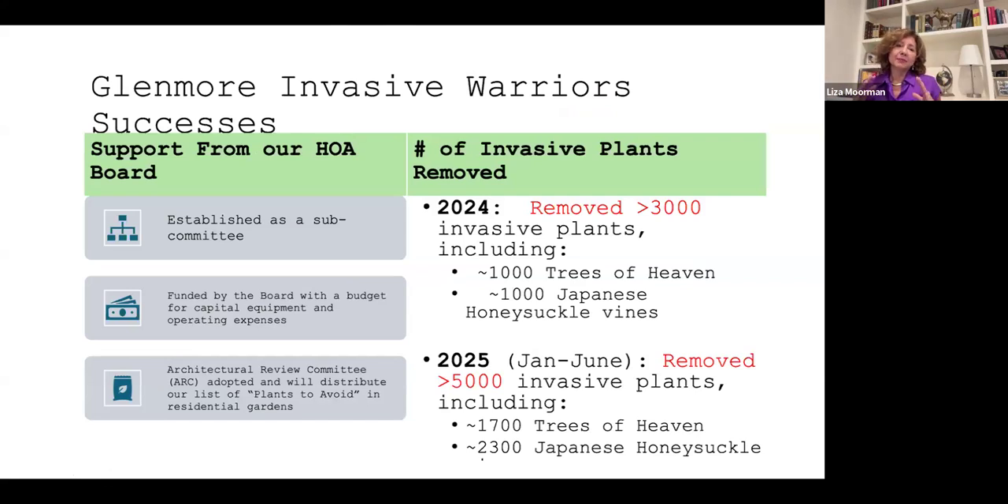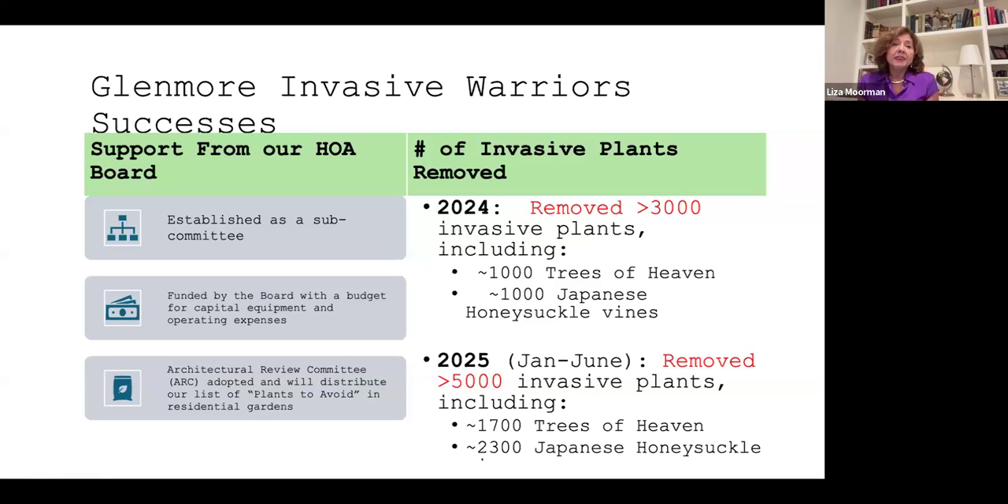I would say that I talked a bit earlier about how we've been able to institutionalize our group within the HOA. We have benefited, I think, because we have a very forward-thinking homeowners association board that has embraced the work that we do. So I mentioned already we were established as a subcommittee, and then we were funded by the board. That is to say, they gave us a budget to buy capital equipment and operating expenses, the herbicides that we buy, and even some of the print material that we need to make to hand out.